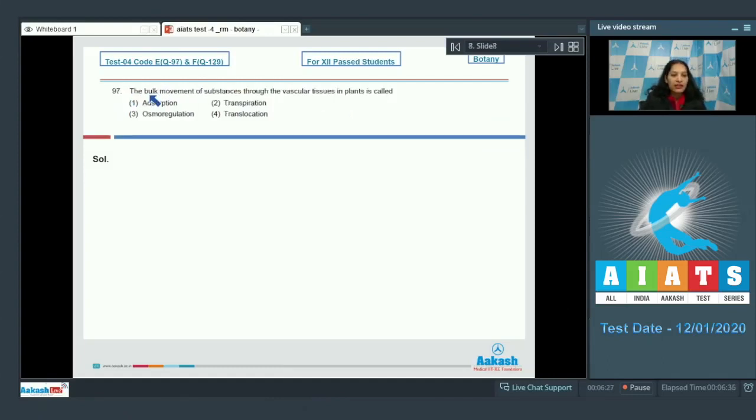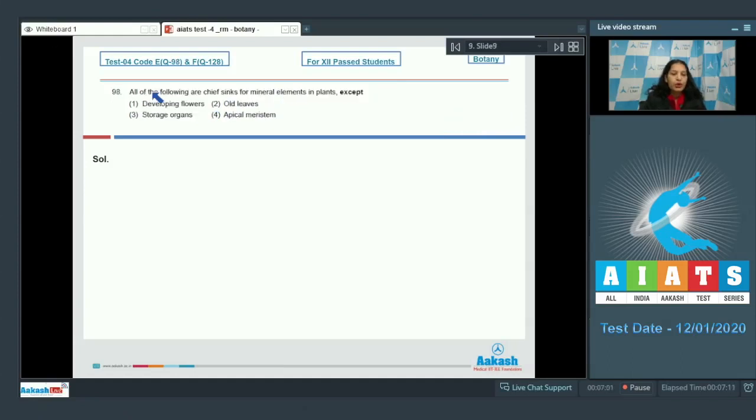Question number 97. The bulk movement of substances through the vascular tissues in plants is called. When there is bulk movement of substances through vascular tissues, you have to emphasize on this word, that through vascular tissues, then it will be translocation. So the correct option for the given question is option number 4. What is transpiration? Transpiration is loss of water in the form of water vapor from the leaves or other parts of the plants. Let's move to the next question.